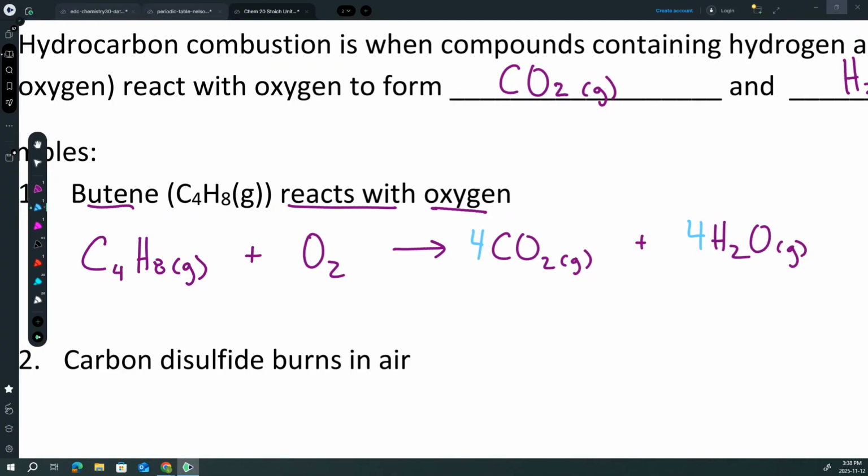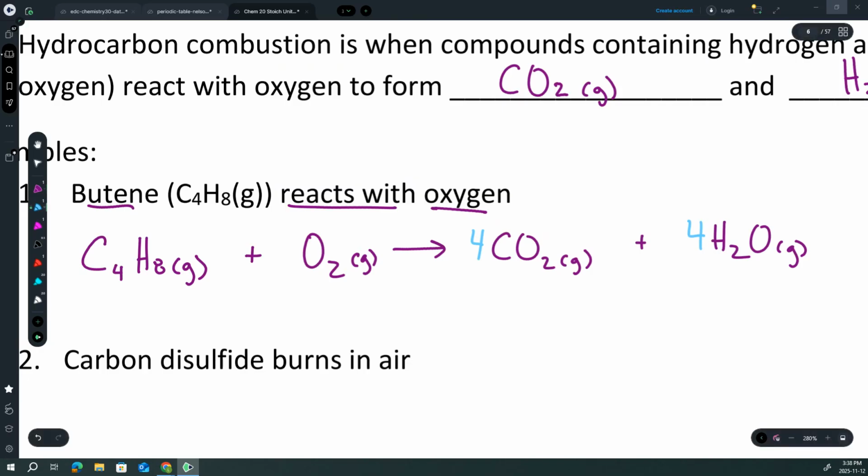So carbons are balanced, hydrogens are balanced. Now we need to worry about oxygen, which I realize I did not put a state there. Okay, so just as a quick reminder, it's very important to make sure you write all the states for each reactant and product.